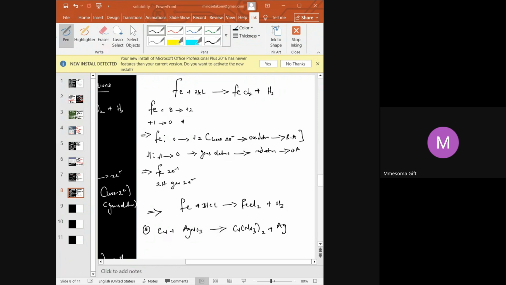When we are balancing it, we are going to add 2 electrons to silver nitrate on the reactant side to make it balanced. Okay, silver nitrate. We are going to add 2 to it to make it balanced. Very good. I think you guys are clear with that. So this is the logic here.